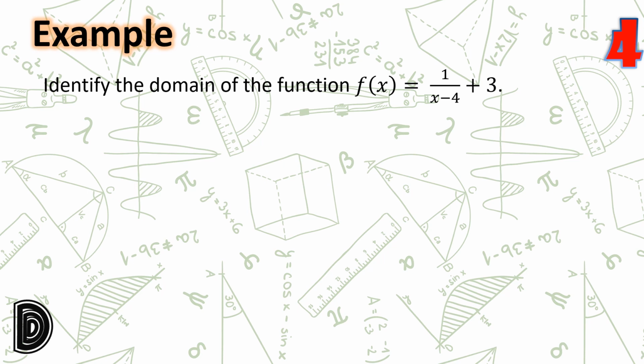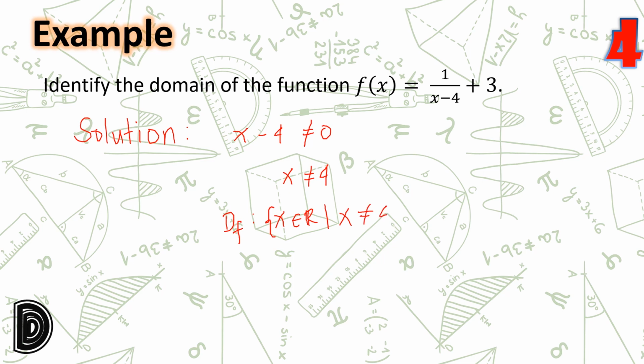Now we know that the domain of a rational function is the set of all values that the variable x can take, and that will make f of x a real number. Hence, to get the domain of f of x, we find all those values that will make the denominator 0, and these values are not included in the domain of the function. So we have the denominator x minus 4 should not be 0. Adding 4 to both sides, x is not equal to 4. Hence, the domain of the function f are all real numbers x such that x is not equal to 4.